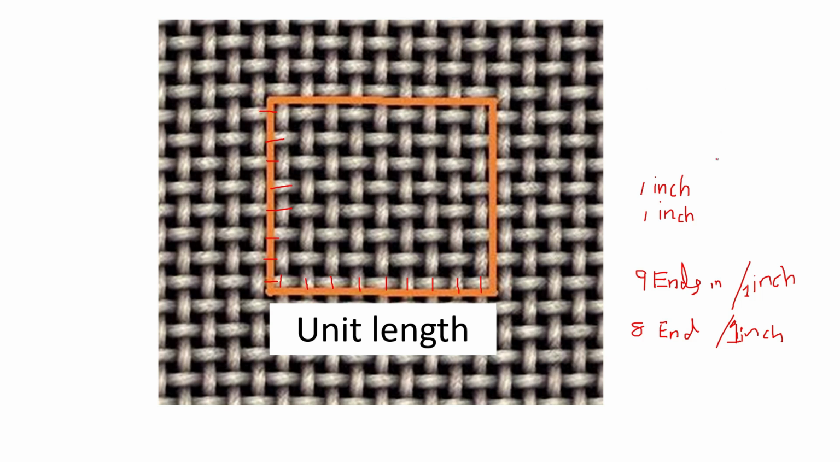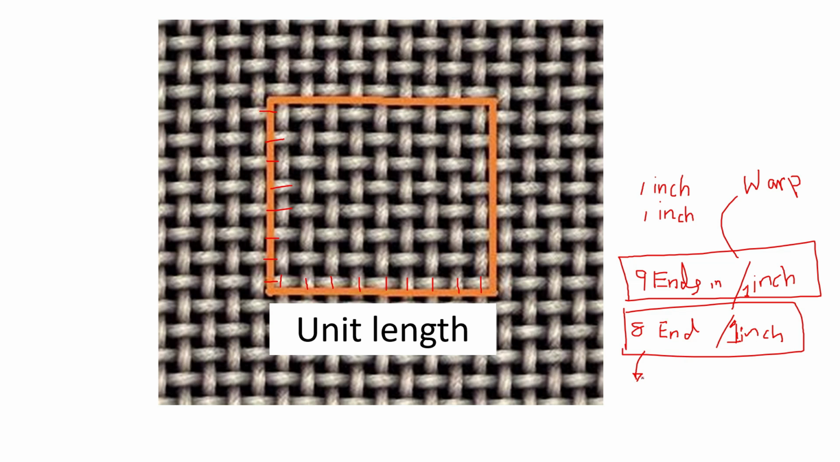Normally in this fabric we can't tell which is the warp direction and which is the weft direction. Here, the higher number of ends is in the warp direction. The side with the lower number is the weft direction.